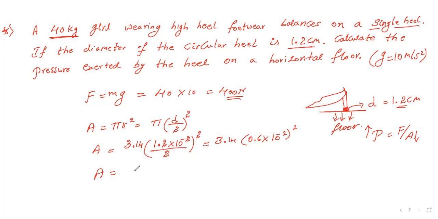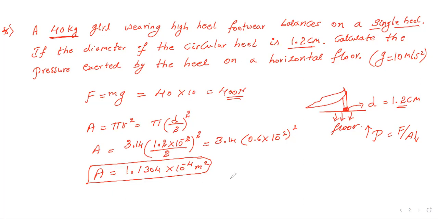So solve it. 0.6 into 0.6 is 0.36, into 3.14 you should do. So it becomes 1.1304 into 10 to the power minus 4 meters square. So this is the area of the heel, circular bottom heel. Correct? This one, area of the heel at the bottom.